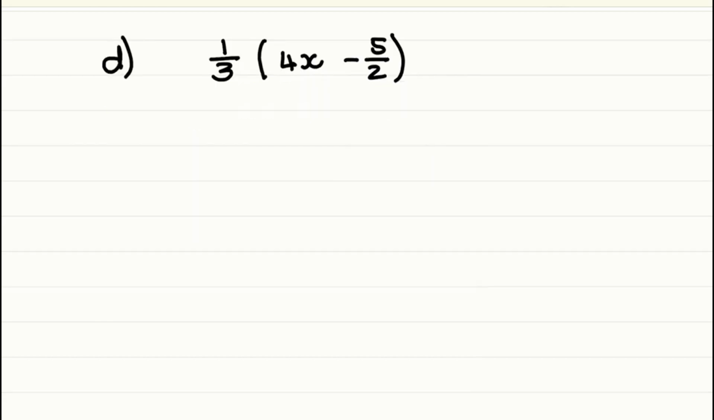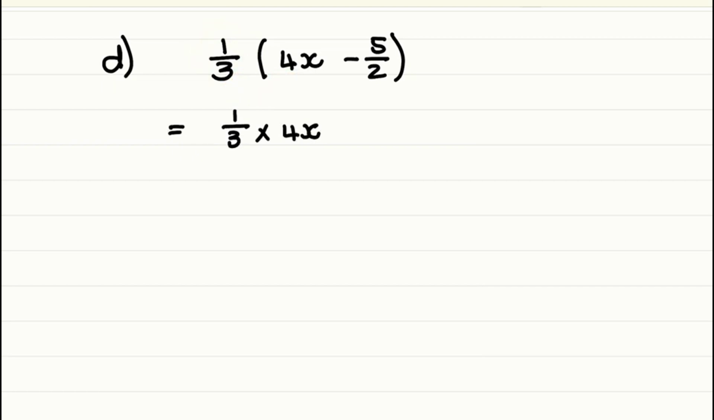In our final example, we have 1/3 multiplied with 4x minus 5 over 2. So first we'll multiply the third with 4x. And then we'll multiply 1/3 with negative 5 over 2. But here we have a positive fraction multiplied with a negative fraction. So our answer would have a negative value. And then we have 1/3 times 5 over 2.